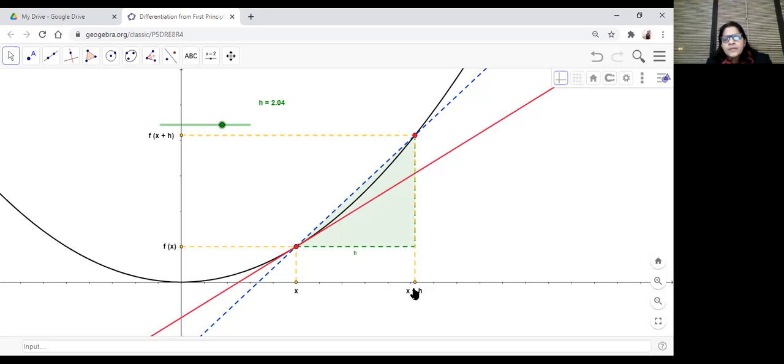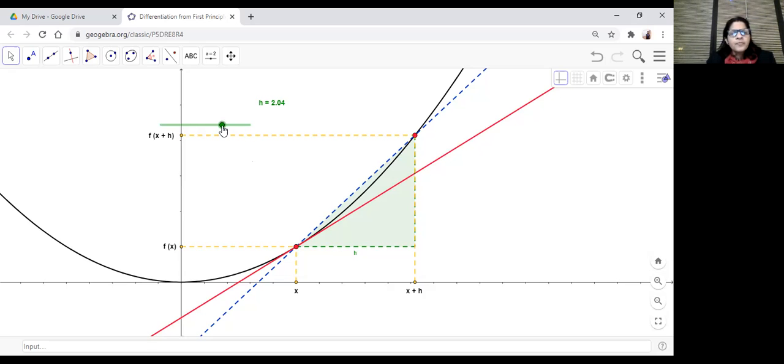The whole length is f of x plus h. That means this length will be f of x plus h minus f of x, and this length is h. Now you can see the triangle, this is P and this is Q. This angle: tan theta equals f of x plus h minus f of x divided by h.